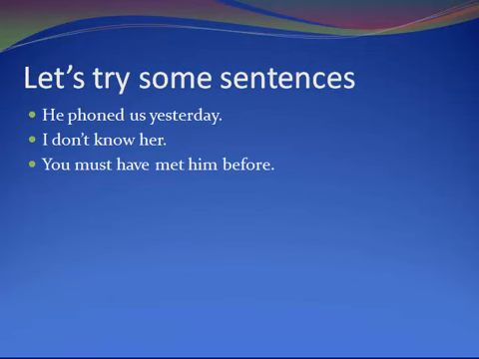So let's try some sentences. "He phoned us yesterday." Well, we've got 2 pronouns here, he and us. Now he, what can you say about it? Well, what's the person? Let's start there. So that's third person, because it's not you and it's not I. There's only one of them, so it's singular and it's masculine. So he is third person singular masculine.